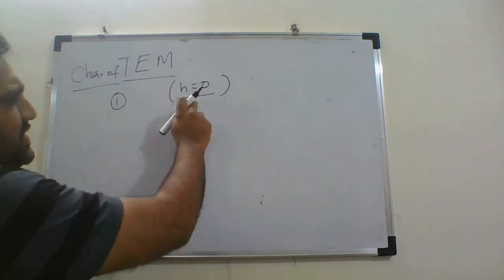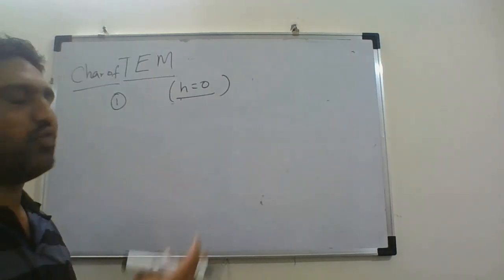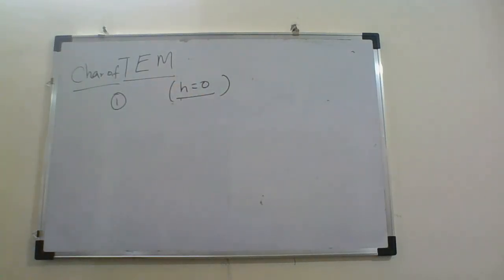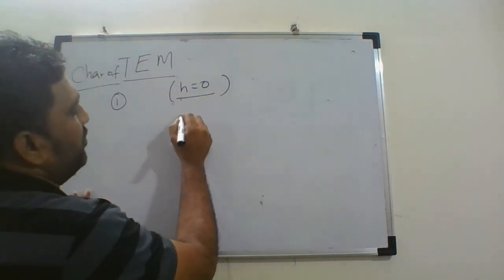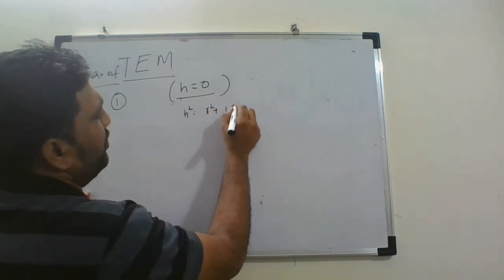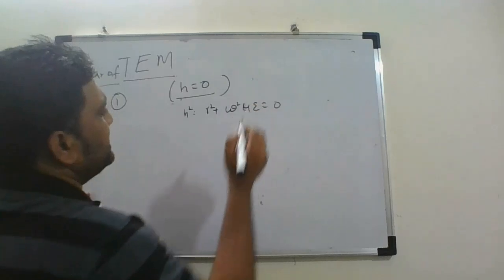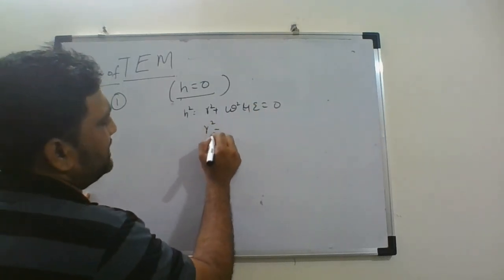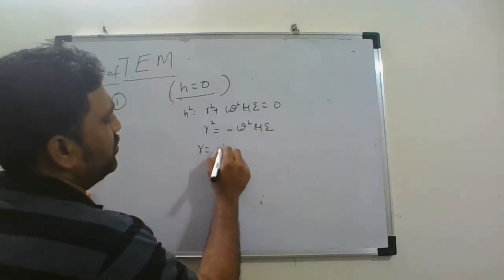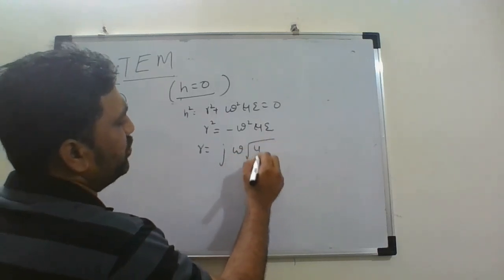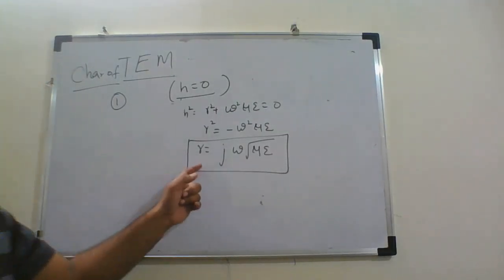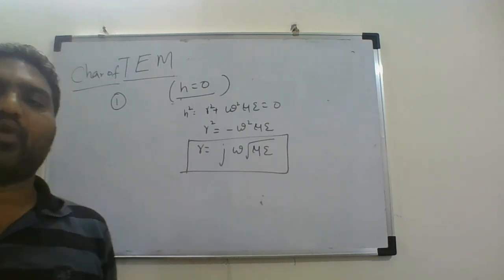Why is this? We will discuss it in more detail in rectangular waveguides. When H is equal to 0, then only the TEM wave exists. H equal to 0 means, we know that H square is equal to gamma square plus omega square mu epsilon, and this is equal to 0. So gamma square is equal to minus omega square mu epsilon, or gamma is equal to j omega root of mu epsilon.